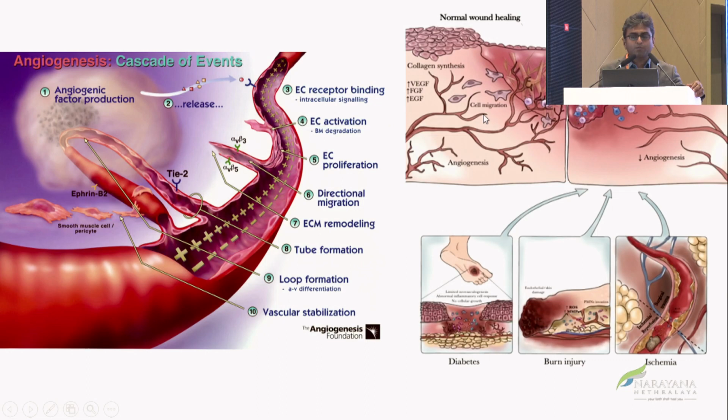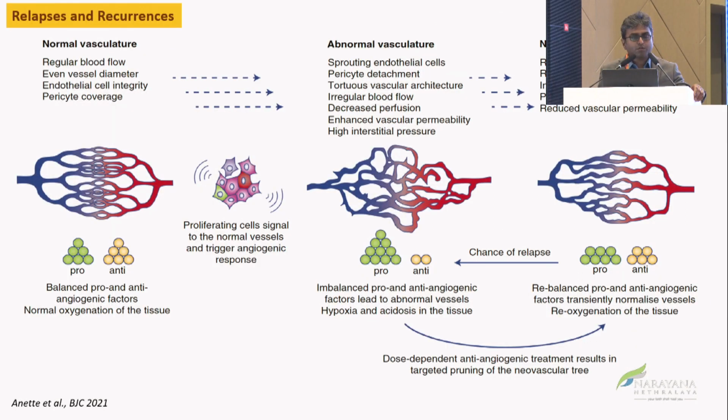And when you look at normal wound healing and impaired wound healing, especially in cases like diabetes, burn injury, or ischemia, you see that the angiogenic response comes down in impaired wound healing, and the inflammatory infiltrate goes up, and there is impaired collagen synthesis which results in impaired wound healing. So there is again a risk of relapse and recurrences when you look into these angiogenesis processes, even when you try to balance these things.